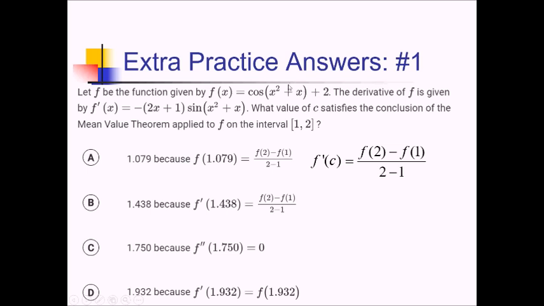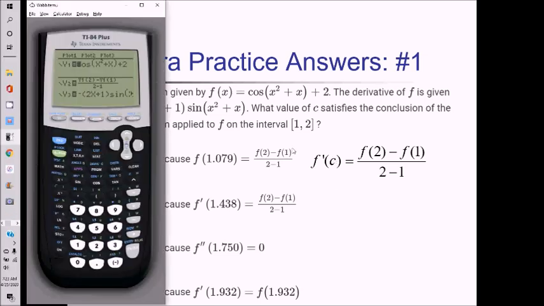But they're not asking about, can we use the mean value theorem? They're just asking for the c value that actually satisfies the conclusion. So we essentially just have to solve for the c value that makes this true. To do that, we are going to use the calculator. So let's go to that now.